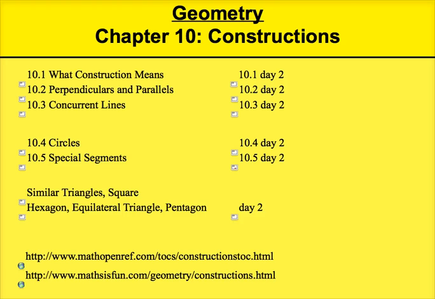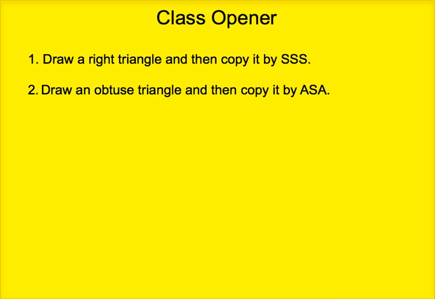Chapter 10, Constructions. Today we're going to look at similar triangles and a square. Your class opener: number 1, draw a right triangle and then copy it by side, side, side. Number 2, draw an obtuse triangle and then copy it by angle, side, angle.